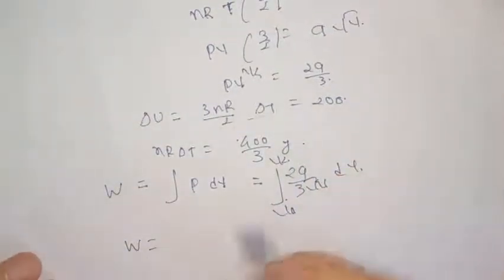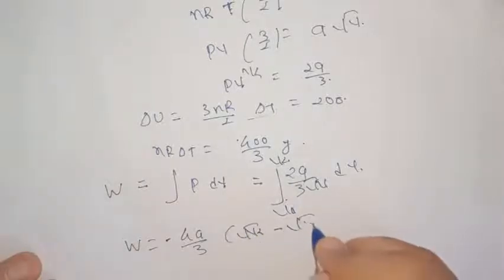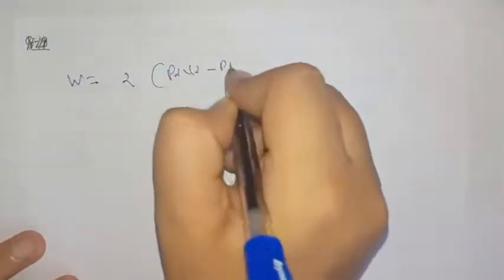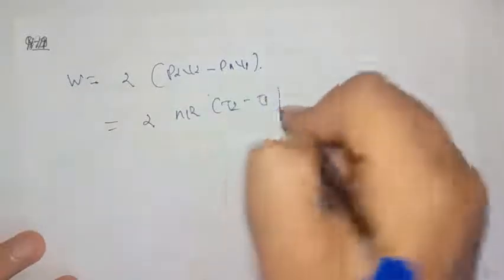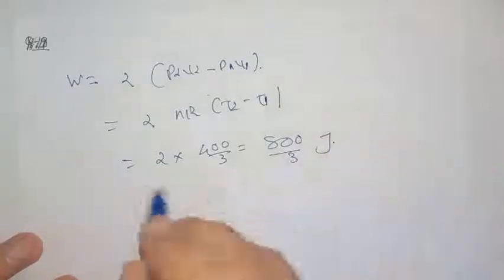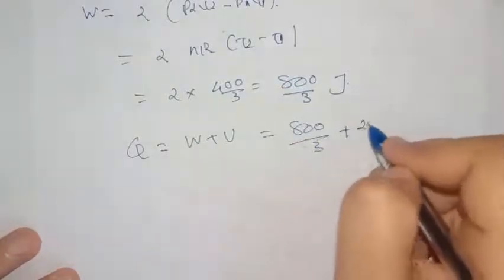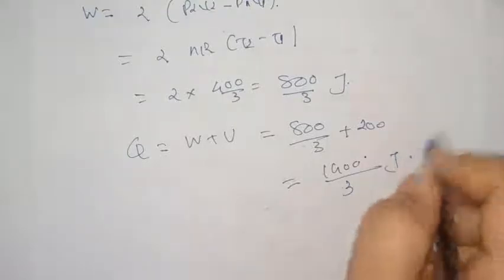So simplifying this integration, we get work done is equal to 4A by 3 into root V2 minus root V1. So the work done will be equal to 2 into P2 V2 minus P1 V1, so 2 into nR T2 minus T1. That will be equal to 2 into 400 by 3, that is 800 by 3 joule. Now delta Q is equal to delta W plus delta U, that is 800 by 3 plus 200, that will be equal to 1400 by 3 joule.